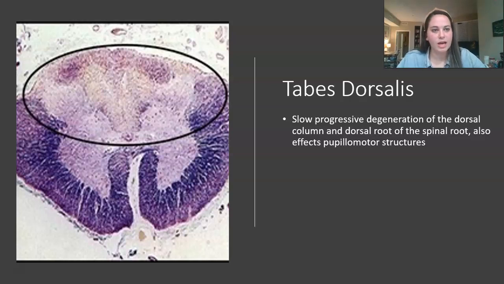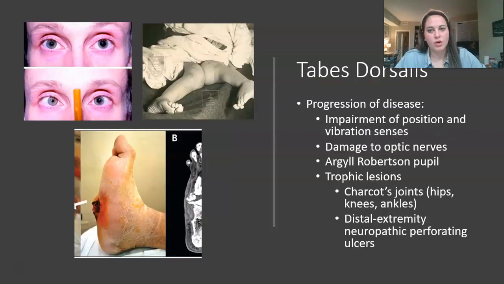So the third common type of neurosyphilis is tabes dorsalis. And this is a slow progressive degeneration of the dorsal column and dorsal root of the spinal cord. And it also can affect the pupilomotor structures of the eye. So the progression of tabes dorsalis can result in the impairment of position and vibration senses and damage to the optic nerves. Argyll-Robertson pupils are when the pupil is small and irregular and it accommodates but does not react to light, which can be seen in the image on the left.